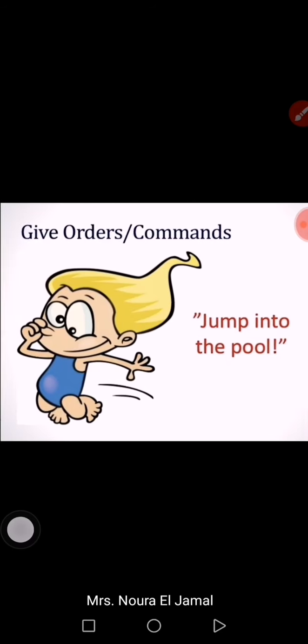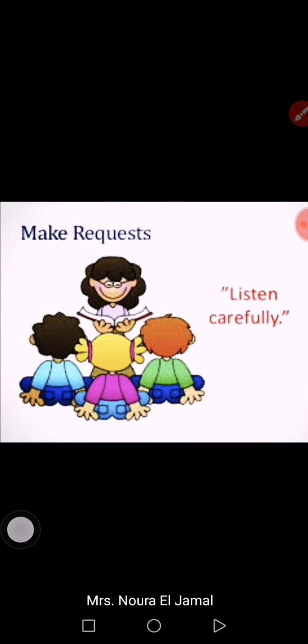Okay, here. So we use the imperative to give orders or commands, like what? Jump into the pool. I didn't say you jump into the pool. No, I start my sentence with the verb in the base form. So this is an imperative sentence. We also use it to make requests, like listen carefully. Do your homework.